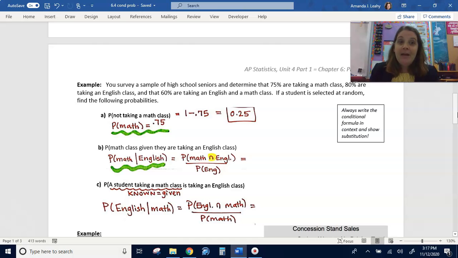That's my probability. And remember, you want to show that subtraction step in the complement, even though you could probably do that in your head. Show that step, okay? Make those AP graders happy that you understand how complements work.